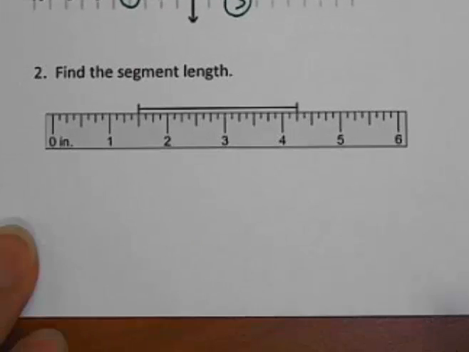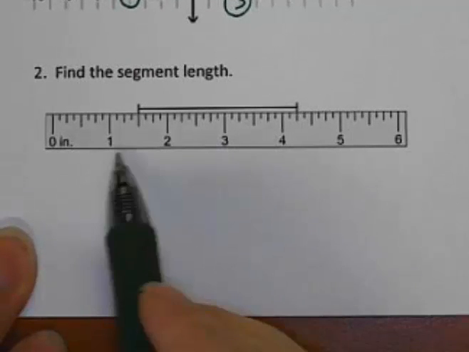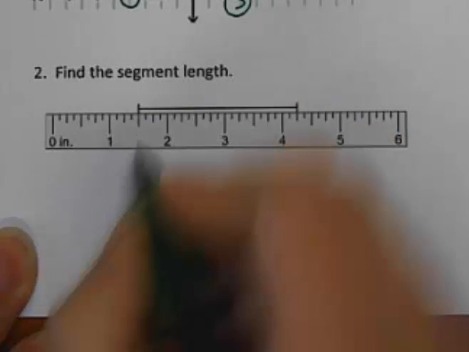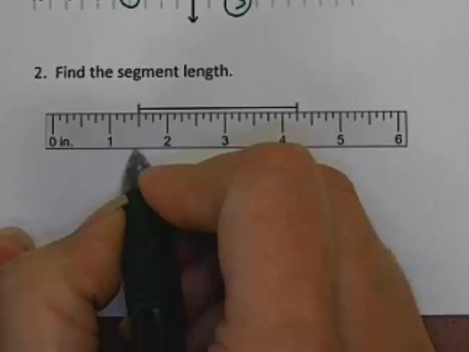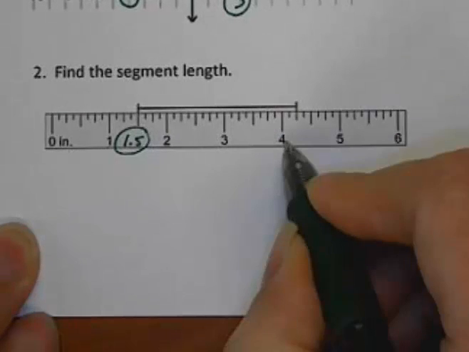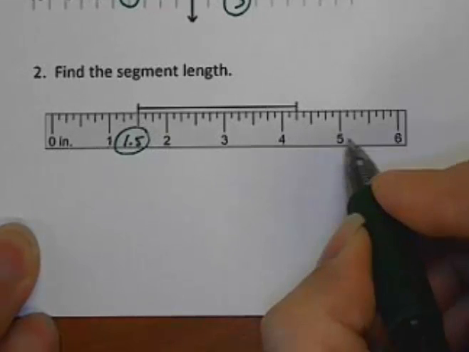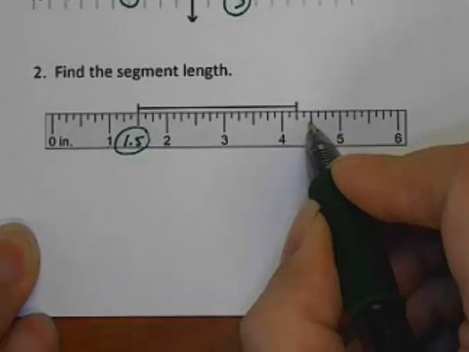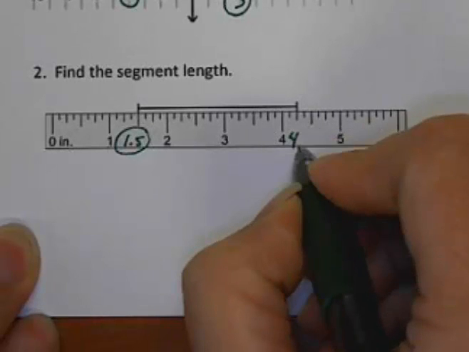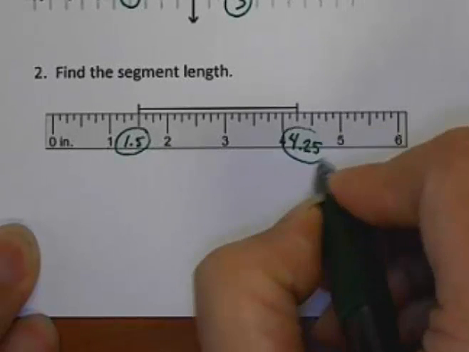Okay, let's take a look at number 2. Find the segment length here. We see our ruler laid out, and we're starting at this coordinate, which is right halfway between 1 and 2, so let's call that 1.5. It goes out to beyond 4, but not halfway. There's a halfway mark for 4, so right here looks like a quarter, 4 1/4. I'm going to call that 4.25.